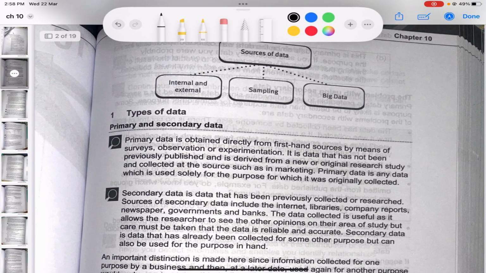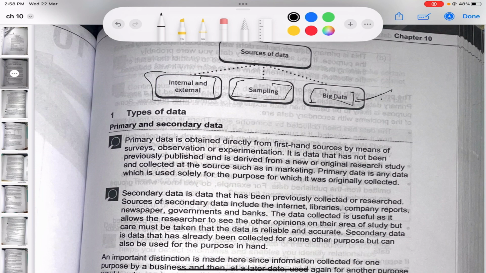Okay. So we have internal and external data. We'll come to that. And then we have something which is known as sampling. And I'm sure that you must have done something related to sampling in your high school. And then we have something called big data. So this is a new topic, big data. Since technology is advancing at an exponential rate, we have something which is known as big data.